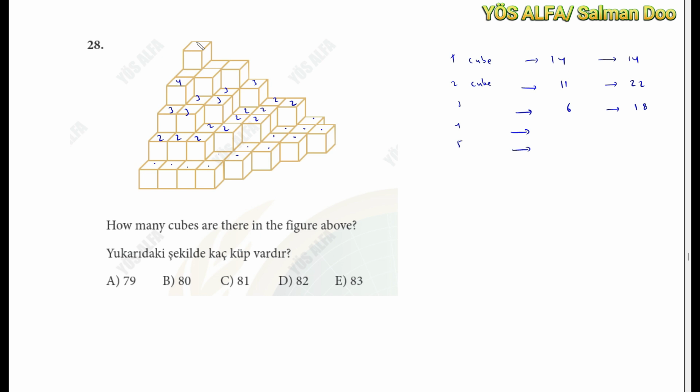And as for 4 cube block, 1, 2, 3, 4, 5. So 5 times 4 is 20. And there is 1 block with 5 cubes. 1 times 5 is only 5. The summation of all these will give us the total number of the cubes here. So the answer is 79.